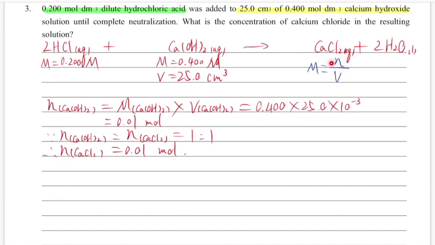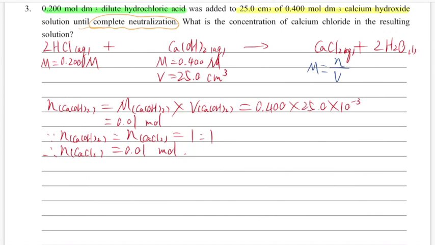We have worked out the number of mole. So the second part is the key, the tricky part in this question. We need to work out the volume. Unlike the second question, which tells you how much acid has been added, this time we are given the molarity, but we didn't know the volume of the acid needed. However, the question gives us a hint. It said until complete neutralization.